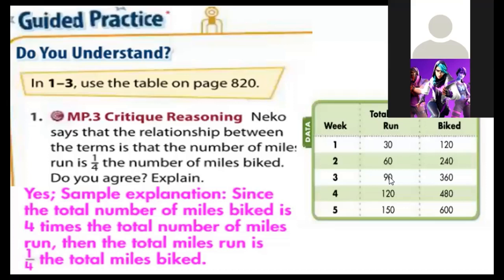Yes. Right? Yes. So this is the relationship between the two terms. The first term is the number of miles he ran. The second term is the number of miles that he biked. And sure, he biked more miles than he ran.